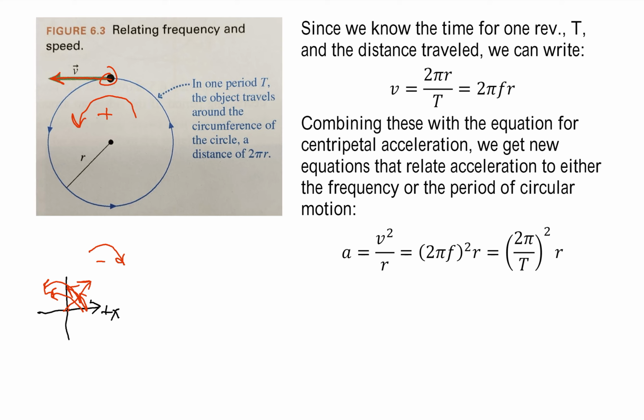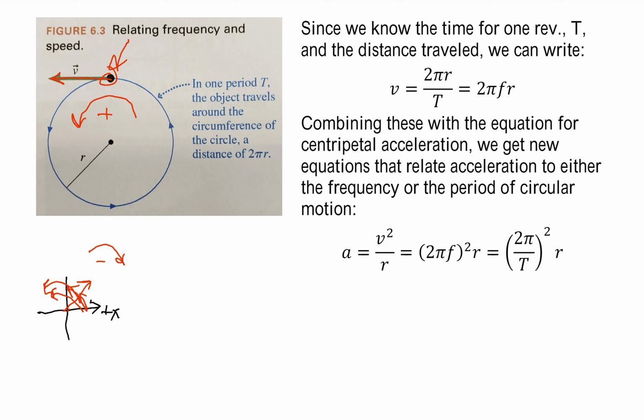So this object that we have up here is rotating in a positive direction because it's rotating counterclockwise, okay? So at this moment in time, we have a velocity vector pointing exactly directly to the left, okay? So as it rotates around, in one period T, I'm reading the words right here now, the object travels around the circumference of a circle.